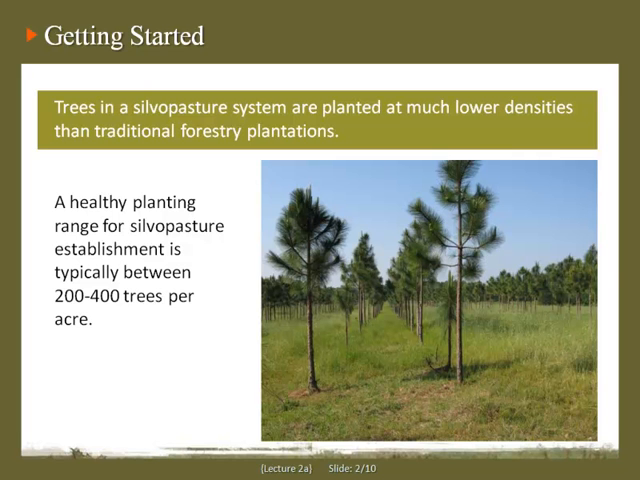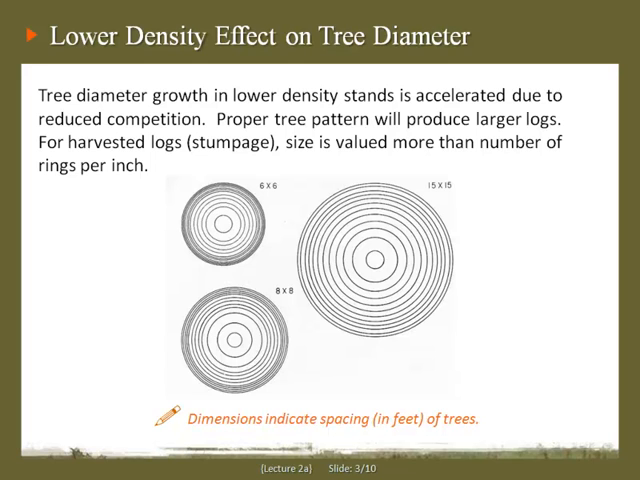Another way to create a silvopasture system is to manage evenly spaced trees throughout the whole field, as typically represented by a plantation initially planted at a traditional forestry spacing. In this case, the trees are thinned to reduce the canopy and allow the establishment of understory forages. By growing trees in lower density stands, tree diameter growth is accelerated due to reduced competition from closely planted neighbors.